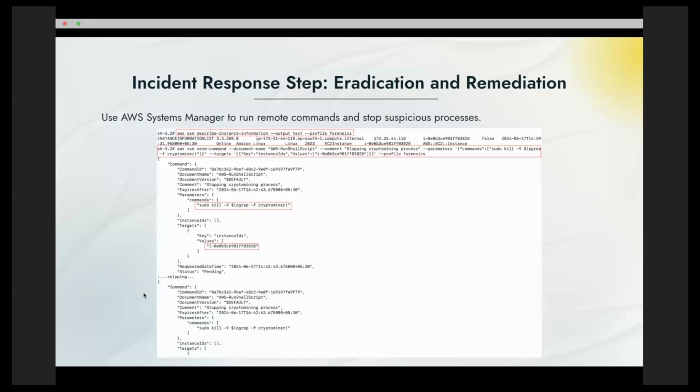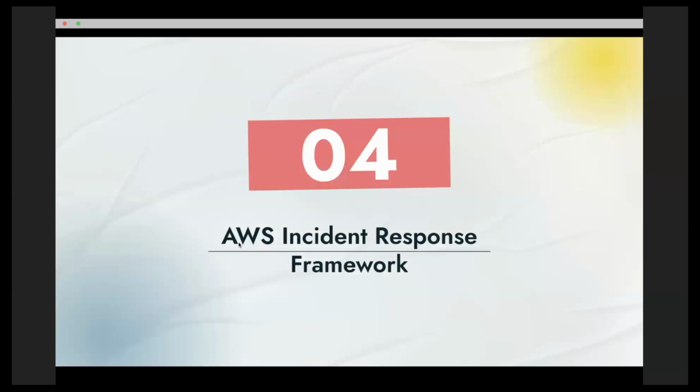Again, we can use the SSM send command feature, and specify a comment saying that, hey, I'm stopping the crypto mining process. And in here, I have passed the kill command. So pgrep -f crypto miner will basically give you the process ID associated with the crypto miner process, and that can be fed into the kill command. And of course, the instance ID will be specified.